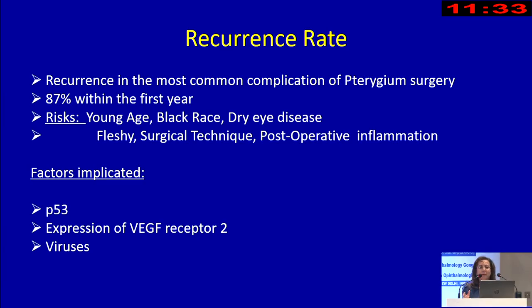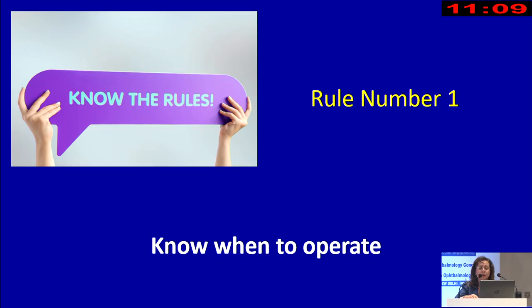Other factors have been implicated, such as abnormalities in the P53 gene, which is a tumor suppressor gene responsible for promotion, epithelialization, and apoptosis. Also, some people have said that expression of VEGF receptors also is implicated, and even some viruses have been implicated in pterygium recurrence. So we have a few rules to put down to prevent or reduce recurrence. First, know when to operate.